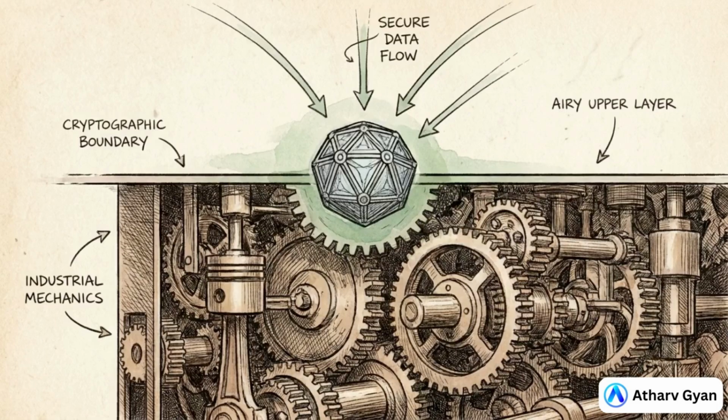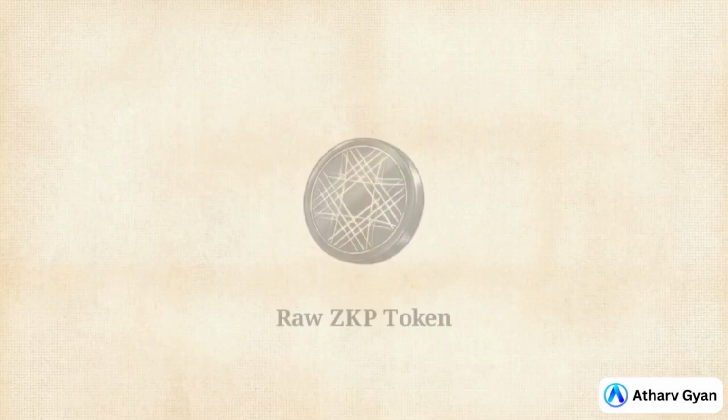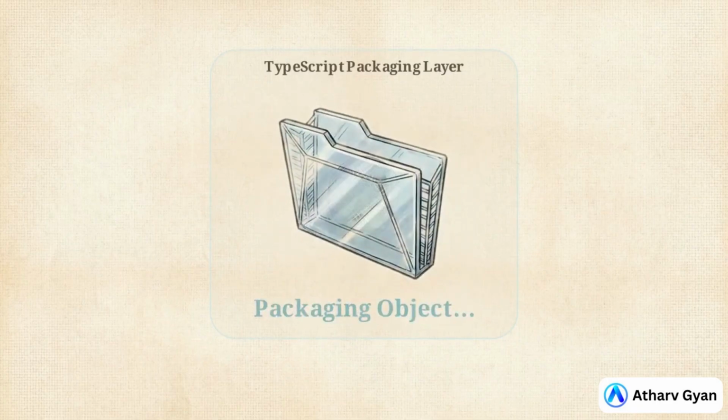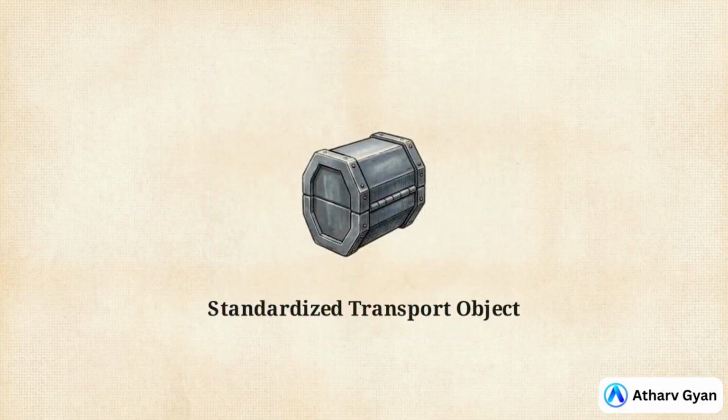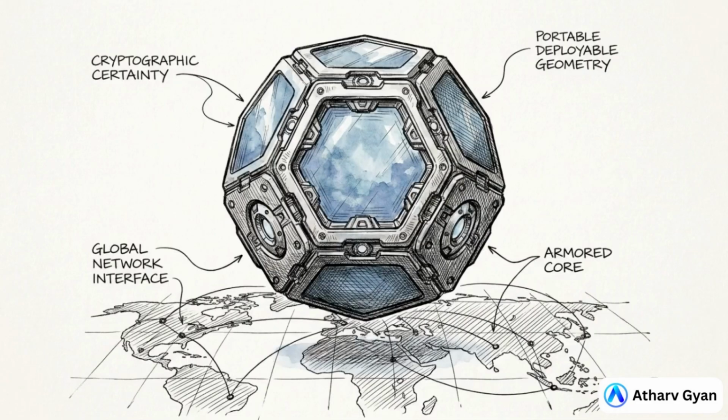layer. Once the computation is complete, the encrypted ZKP output routes back up from the isolated Rust backend, crossing the gap into the dynamic TypeScript layer. The TypeScript layer receives the raw cryptographic proof and initiates a packaging process to make it functional on the open web. This step encases the ZKP token inside a standardized transportable object known as a verifiable credential, or VC. Armed with the mathematical certainty of the ZKP payload, this verifiable credential acts as the user's portable, cryptographically signed record, ready for global deployment.